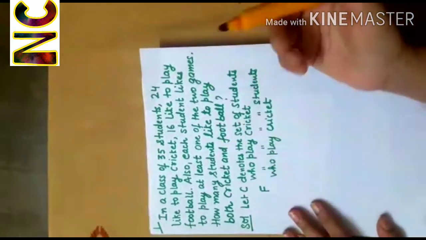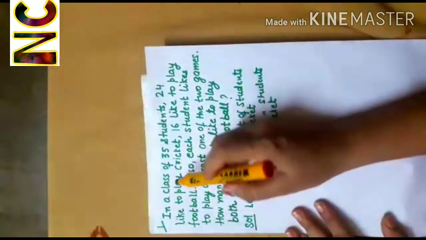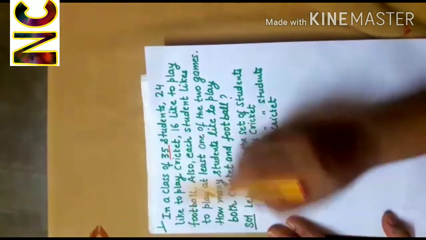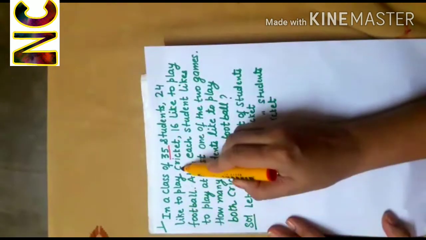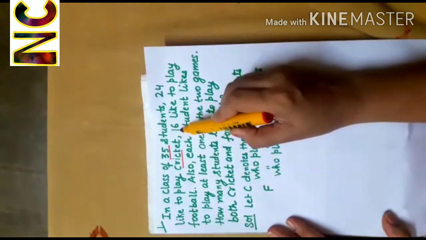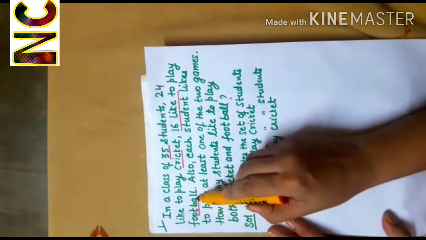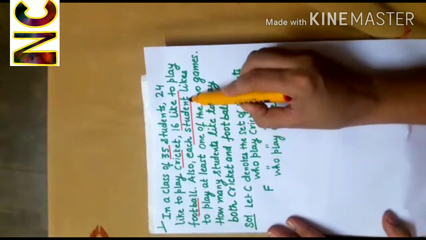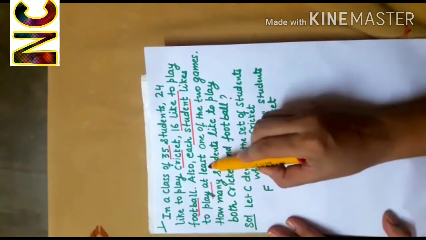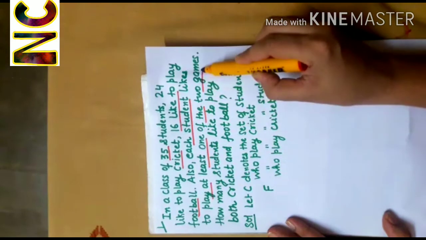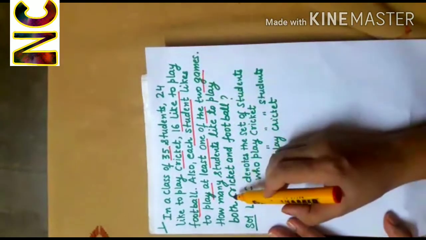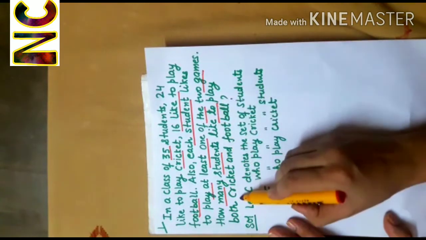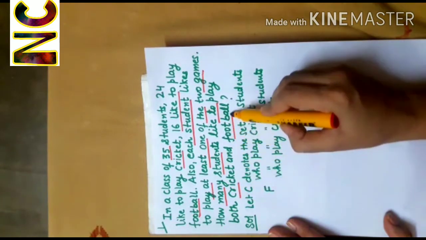Now let's take a question. Yes, the question says, in a class of 35 students, 24 like to play cricket, 16 like to play football. Also, each student likes to play at least one of the two games. Now the question is, how many students like to play both cricket and football?